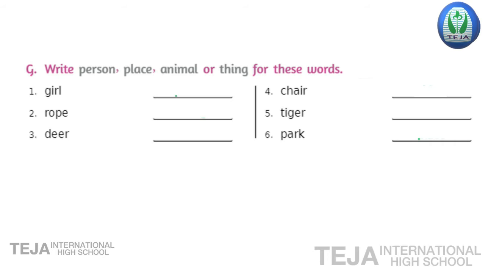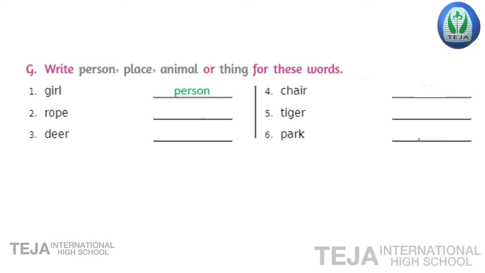In Grammar Fun, bit G, write person, place, animal or thing for these words. Here, words are given. You have to write whether the word is a person or a thing or animal or a place. Okay, children? I'll read out the question. You guess the answer, children. First one, girl. Now, the word girl is a person or a place, animal or thing? Come on, guess the answer, children. Girl indicates person. So, the answer is person.